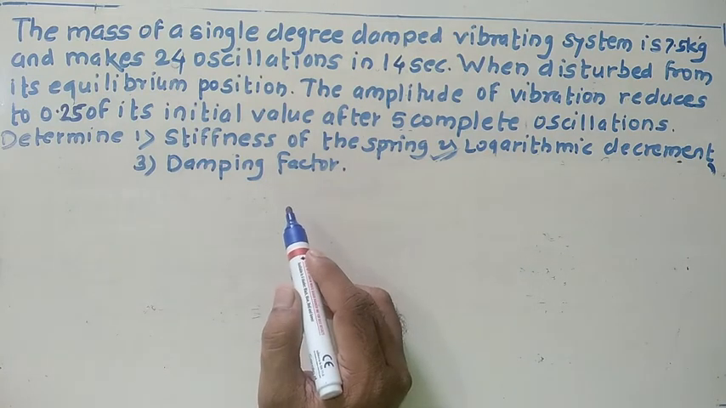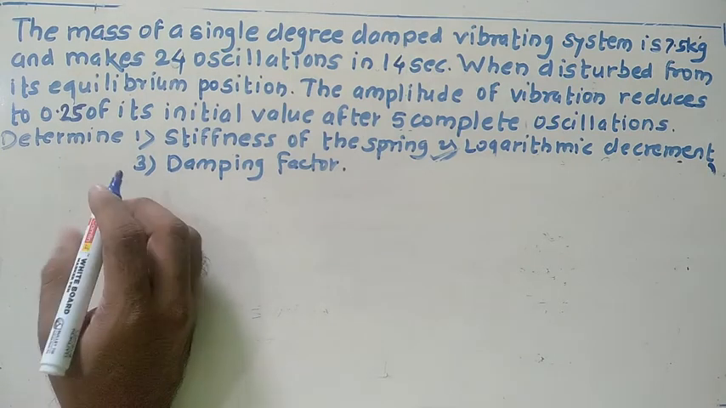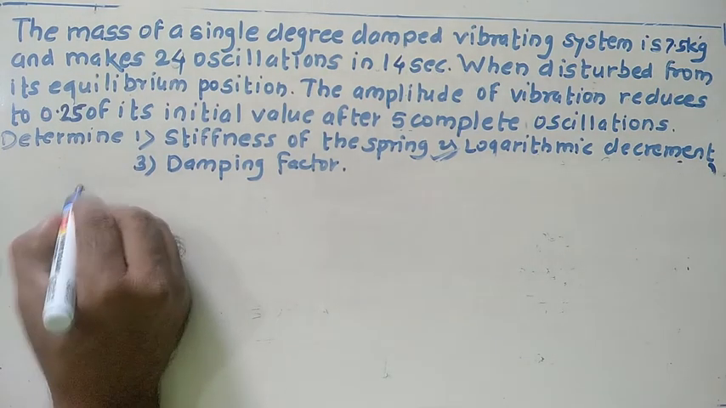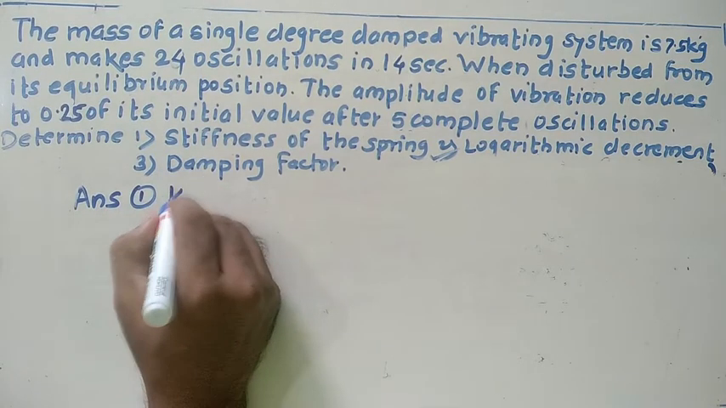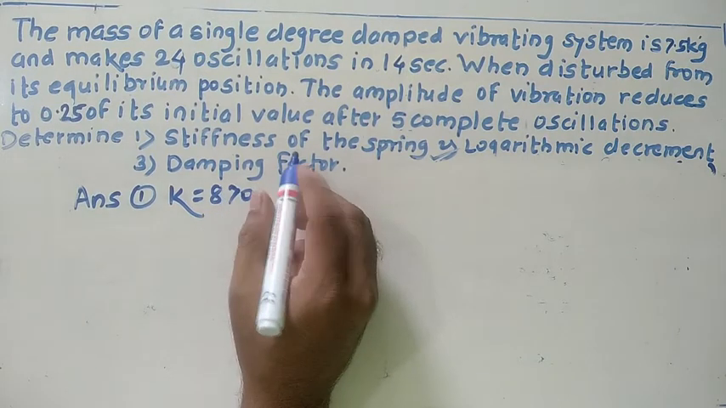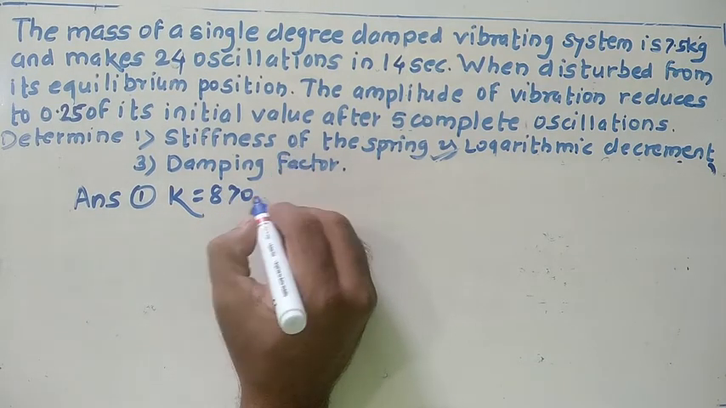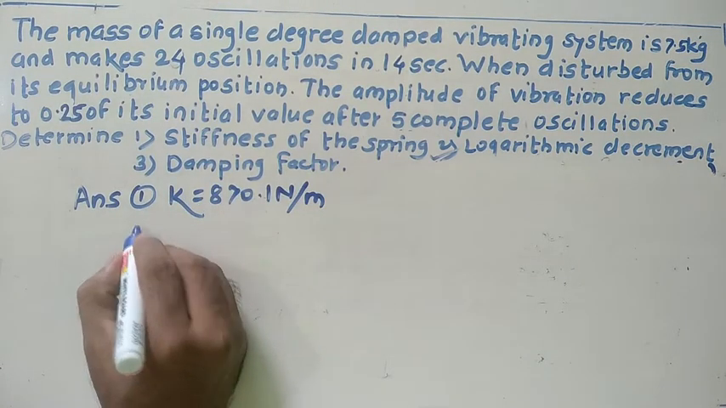It is almost a carbon copy of the previous problem. Just follow all the steps as they are and get the answer. I'll just give the answer here, so practice it. K equals 870.1 Newton per meter, the answer for the first point.